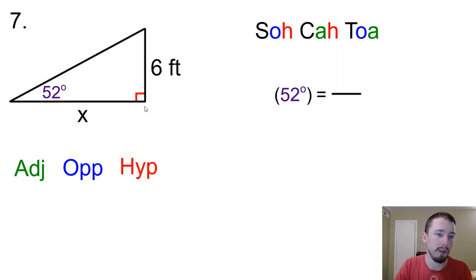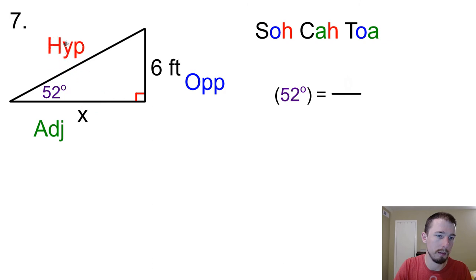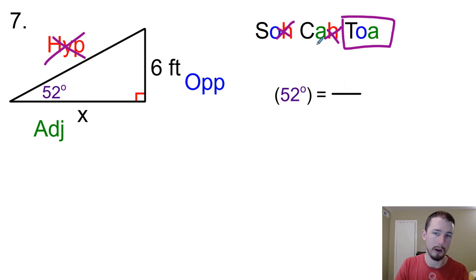All right, on number 7, my angle is 52 degrees. I need to relate these two sides to each other. So the opposite side is going to be 6 feet. The adjacent side is going to be x. And if you notice, the one that I'm not going to be using is the hypotenuse, which means I'm not using the sine function or the cosine function. So instead, relating the opposite to the adjacent would be the tangent function, which is TOA. So I have tangent of 52 degrees is equal to the opposite over the adjacent, which is 6 over x.